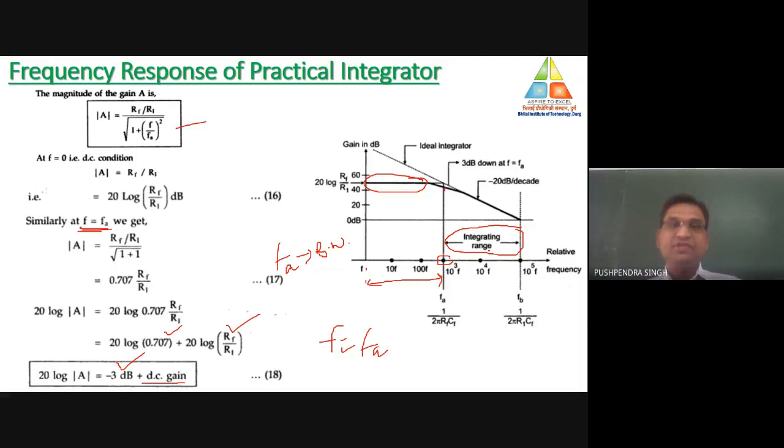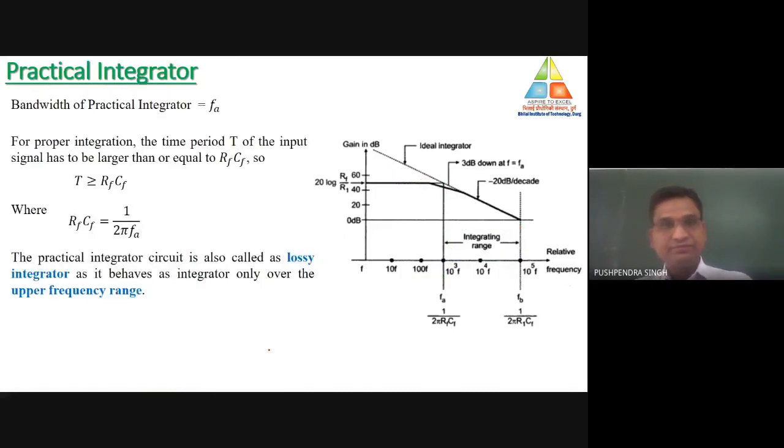So if there is a question about where we actually get the integration of the signal in the integrator, at the higher frequency range only we get the true integration of the signal. But for the lower frequency range, or frequencies below FA, we do not get true integration. Why? Because here the value of gain is constant. The gain only depends on the values of RF and R1, and it does not depend on the frequency. This is the conclusion of this output.